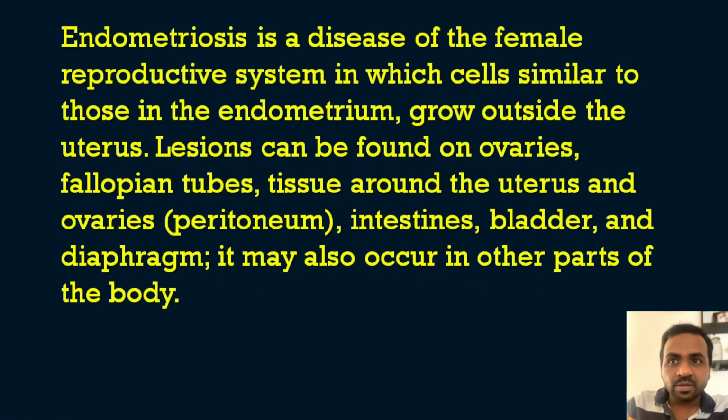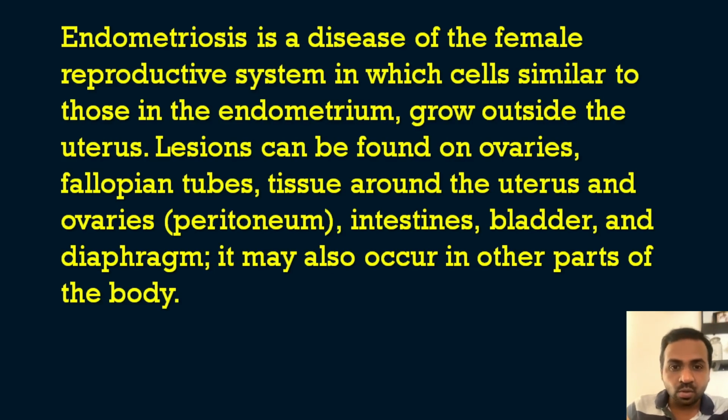Then what is endometriosis? That is different. Endometriosis is a disease of the female reproductive system in which cells similar to those in the endometrium grow outside the uterus. In adenomyosis the growth will be inside only, but in endometriosis it will go outside the uterus, and these lesions can be found on ovaries, fallopian tubes, tissues around the uterus and ovaries, intestines, bladder and diaphragm, and it may also occur in other parts of the body. So endometriosis is outside the uterus and adenomyosis is inside the uterus.